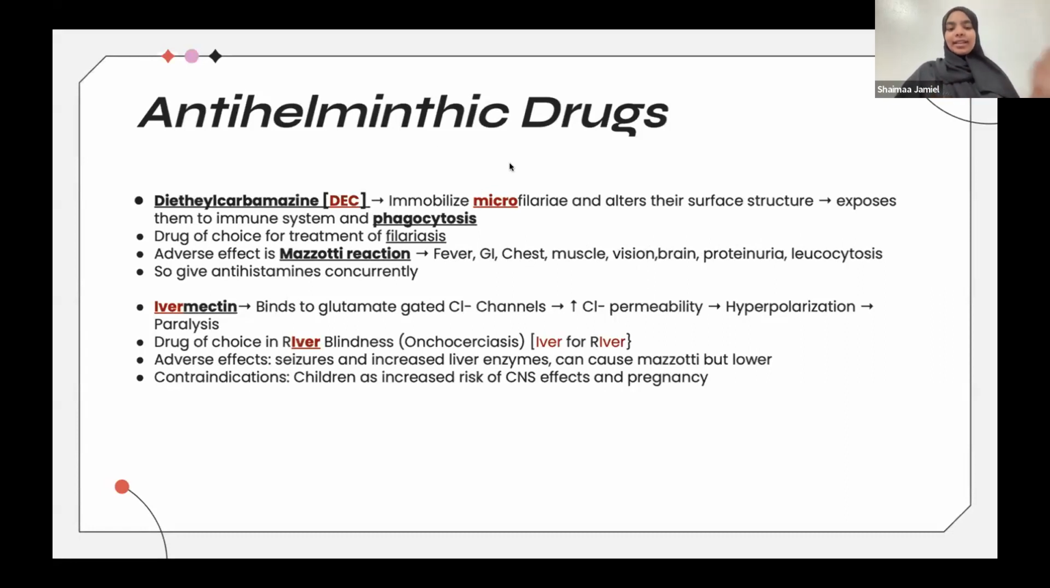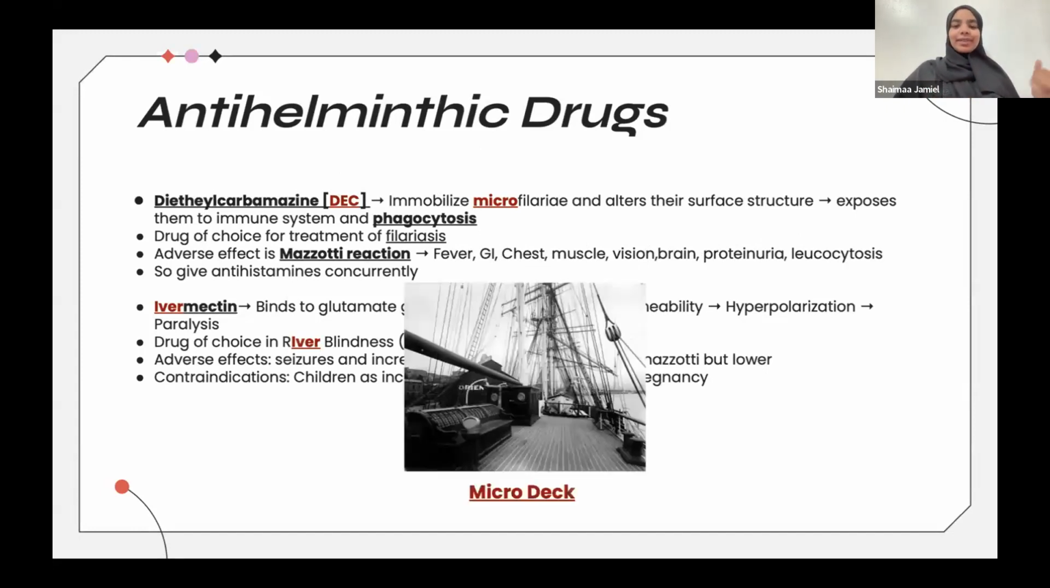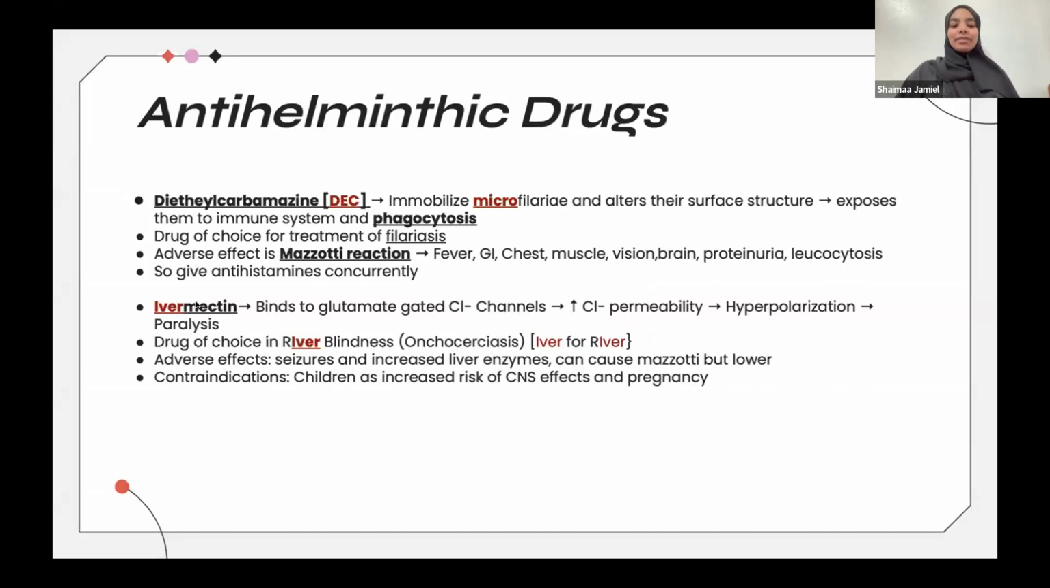Now, this is, again, a very dumb way to remember DEC, which is basically think about it as if there's a micro deck in which the microfilariae now jump and they're exposed to the outer world, then exposed to the immune system, and now they get attacked. Okay. Then we have ivermectin.